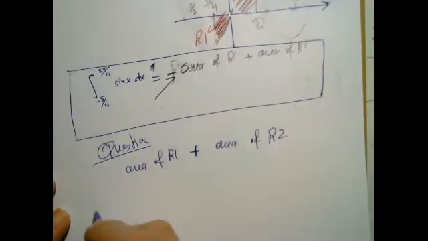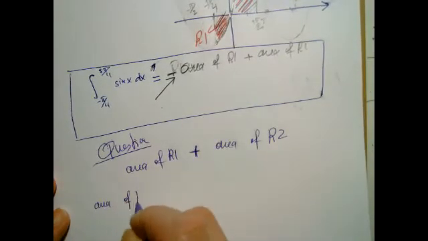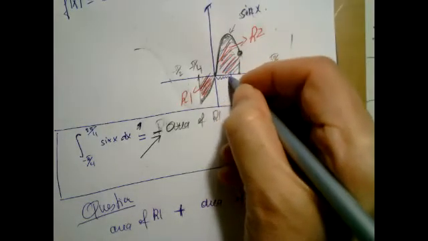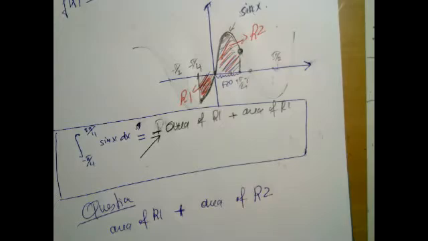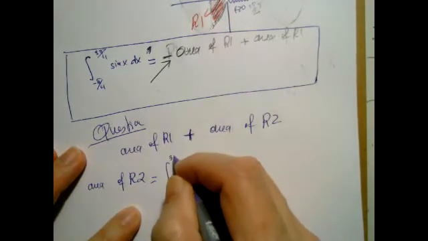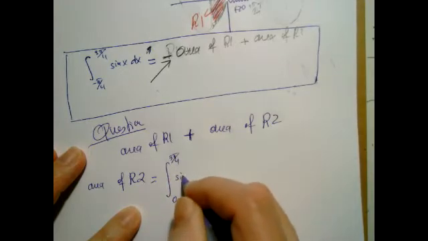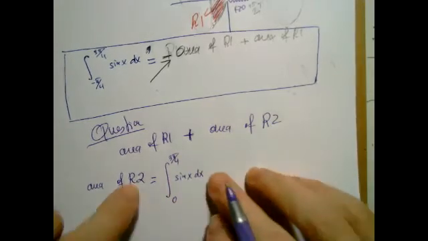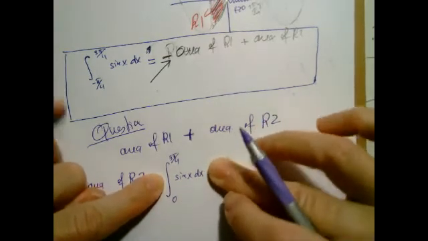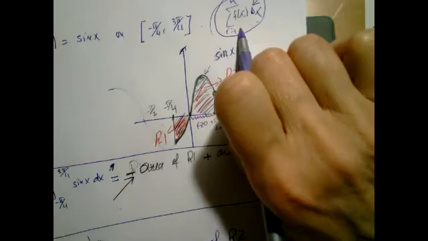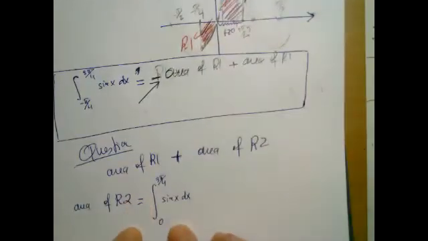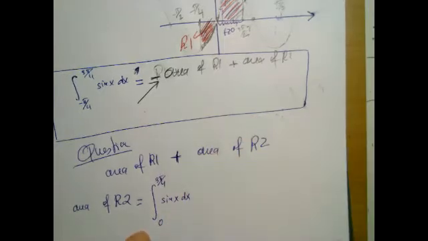So first, we're going to compute the area of R2, because that's the easiest one. In R2 here, my function is positive. So the area of R2 is the integral from 0 to 3 pi over 4 of sine x dx. Why is it the definite integral? Because the definite integral is defined as the limit of the Riemann sum, and graphically, those Riemann sums will give me the area. So it's the definite integral because that's what the definition of the definite integral is.